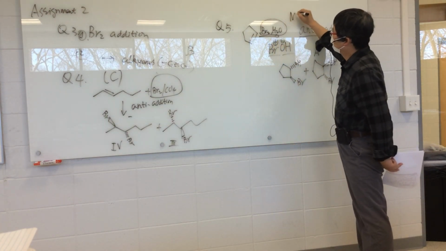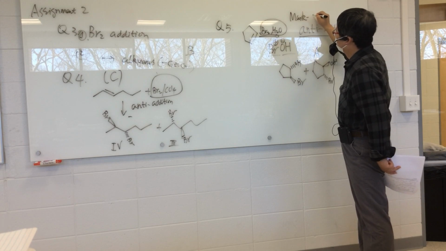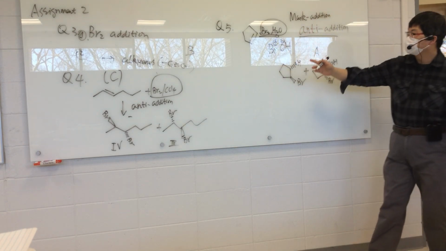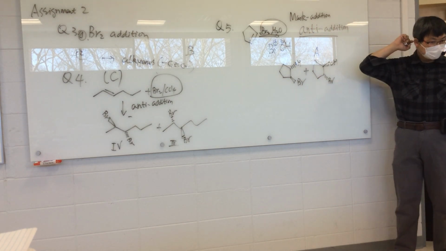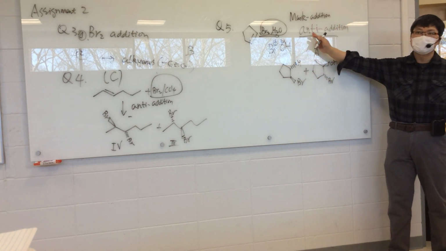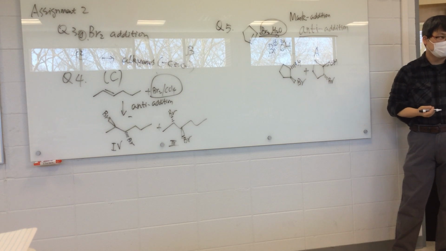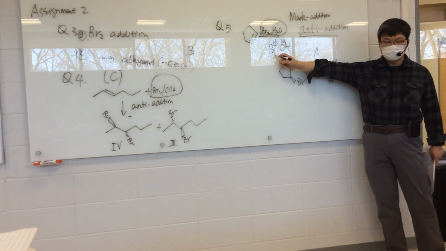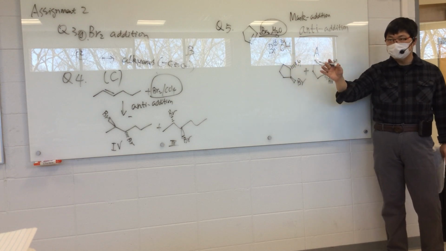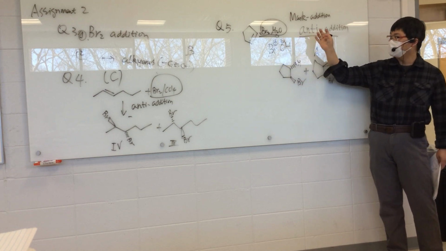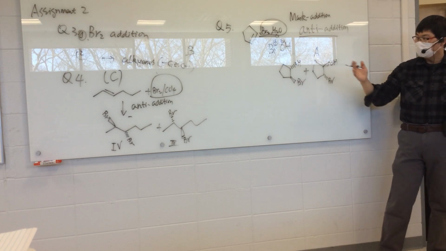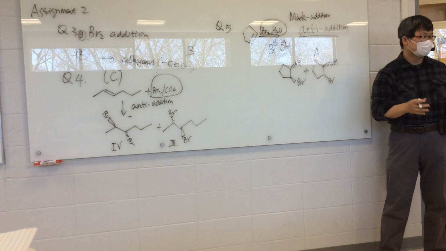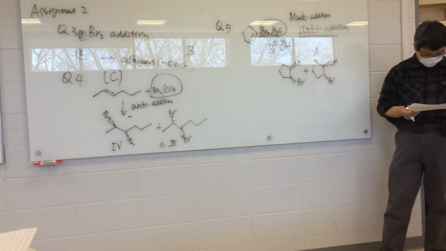Markovnikov addition, right? These two are two different things. This is regioselectivity. This is stereoselectivity. They're different. This tells where the positive group should go. And then this anti-addition tells how these two groups are related to each other in terms of space. They're different.